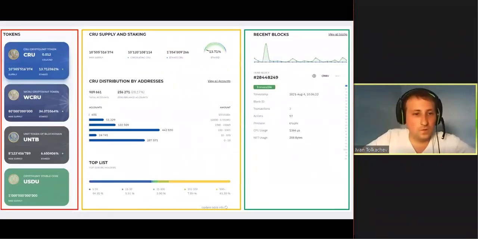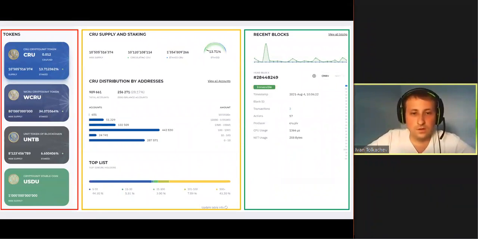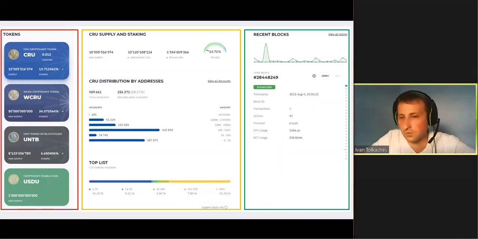Well, the first section is information. What can you find there? In the left-hand corner, you see those tokens available on blockchain. In the middle, these are the details, the information about these tokens. By selecting any of them, you see the details of these tokens, the amount issued, and the number in circulation, and so on. And in the right-hand corner, you see the information about the recent blockchains.